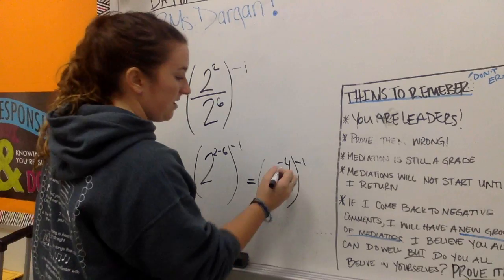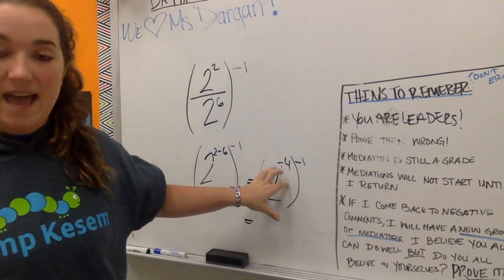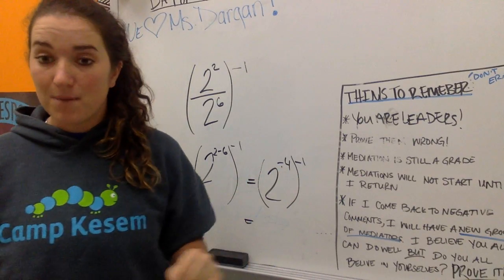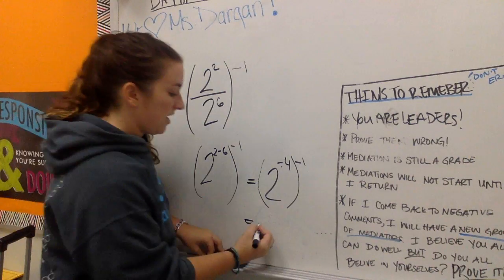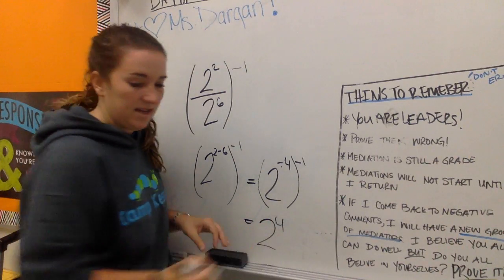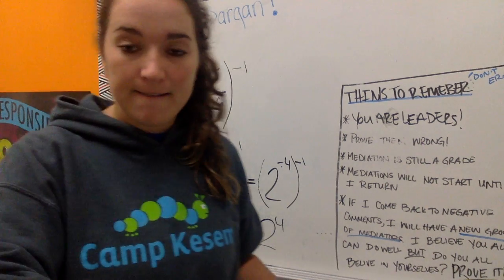What do I do when I'm raising an exponent to another power? Multiply my exponents. Negative 4 times negative 1 is just 4.